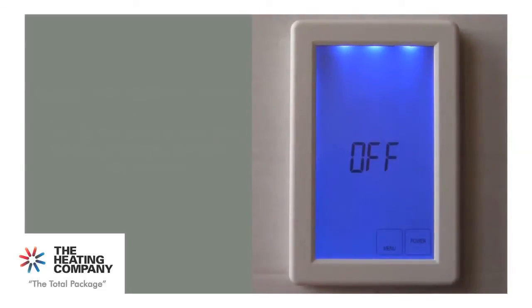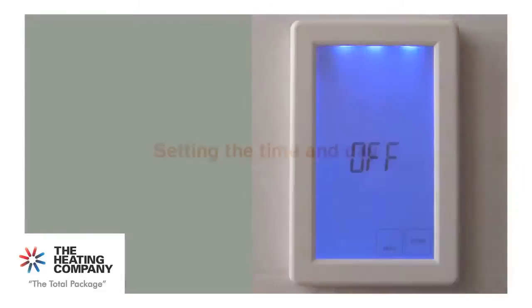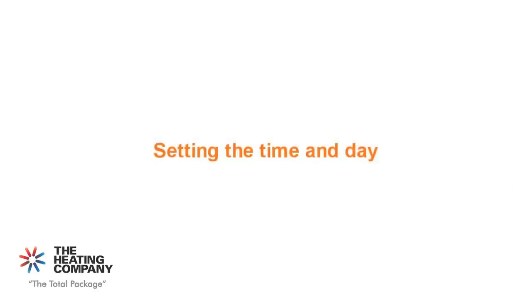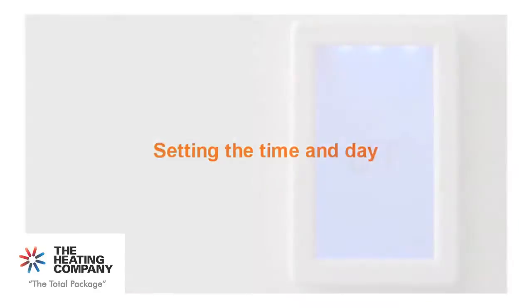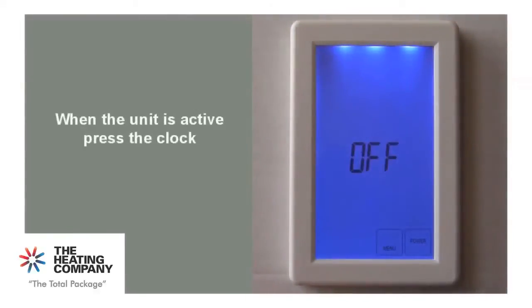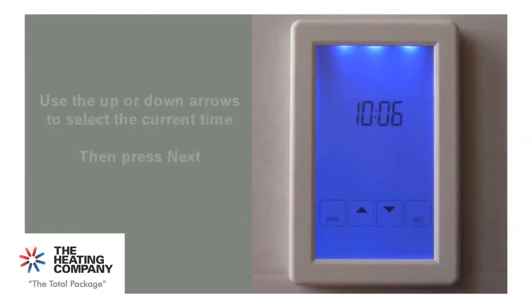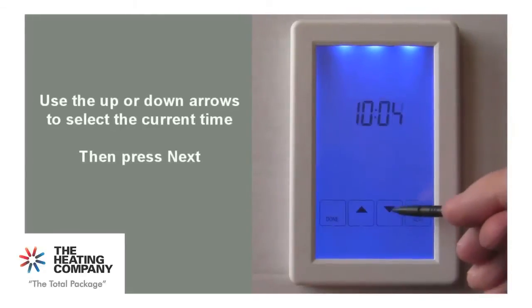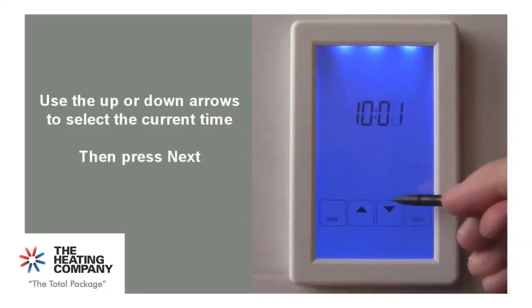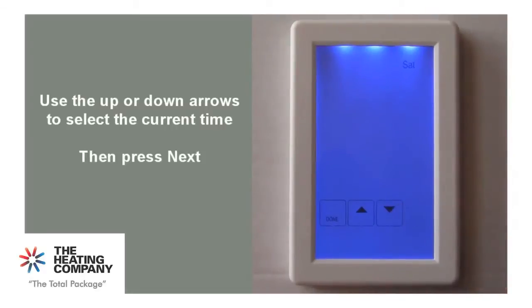The unit will now show that it has switched off. Setting the time and day. To set the time and day, press Power if the unit is switched off, and then simply press the clock. Use the up or down arrows to find the current time, in this case 10 o'clock in the morning, and then press the Next button.